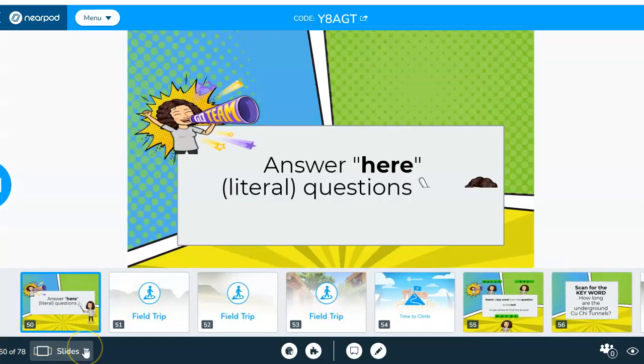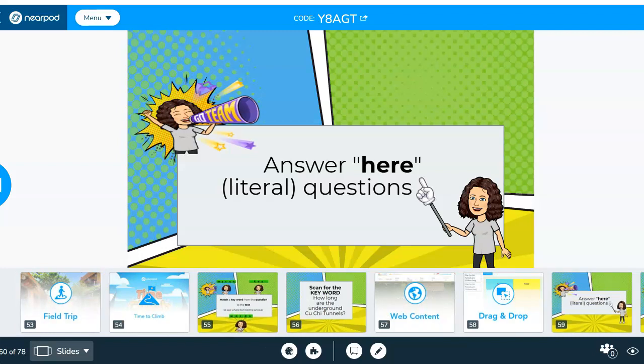So if you have a look at the slide reel down the bottom, you can see that it's pretty much the same type of structure. We're going to have 3 different field trips of places around Vietnam, a time to climb about those places, just asking literal and inferential questions.